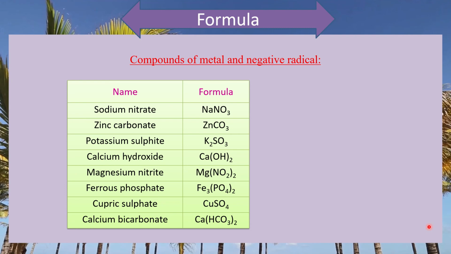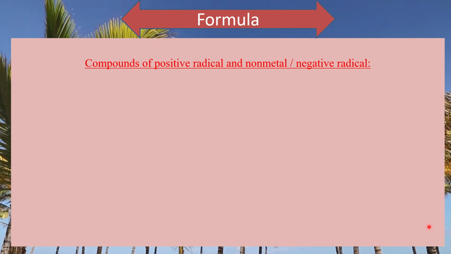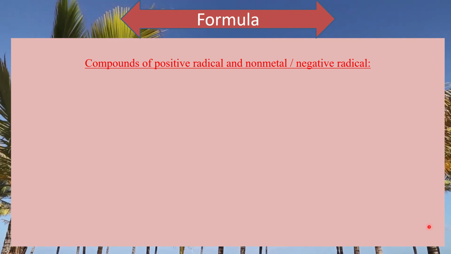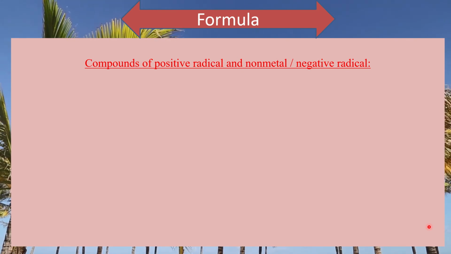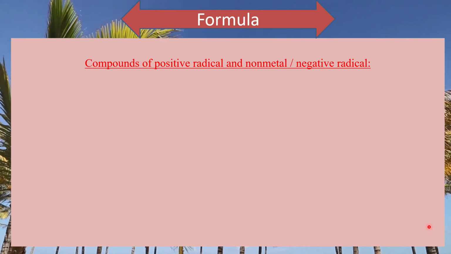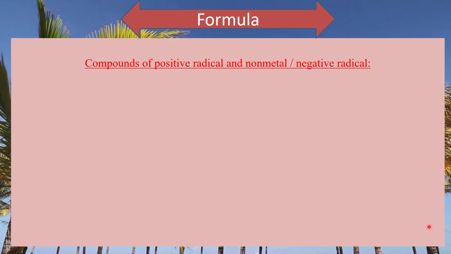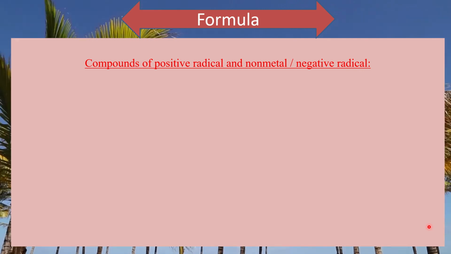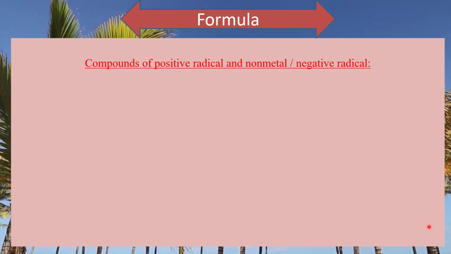Now another category: the compounds of positive radical and non-metal or negative radical. There is only one positive radical, that is ammonium. Only the positive radical ammonium will make compounds with the non-metals chlorine, fluorine, bromine, iodine. Only these 4 non-metals can make compounds with ammonium, and every negative radical can come here.